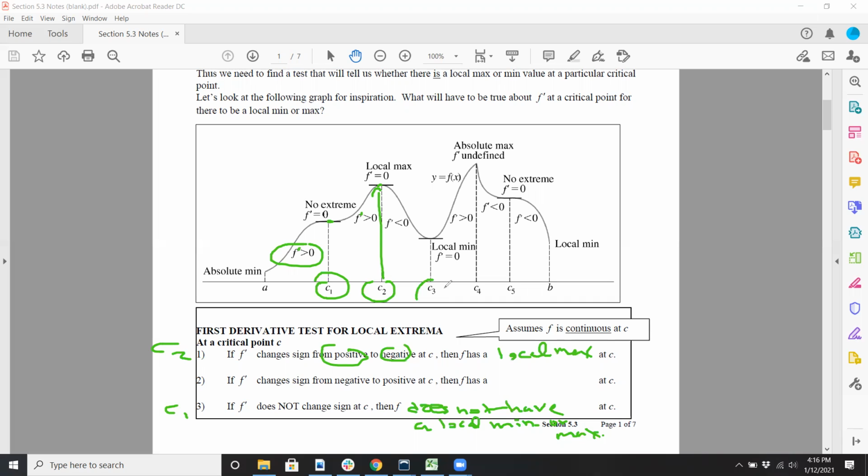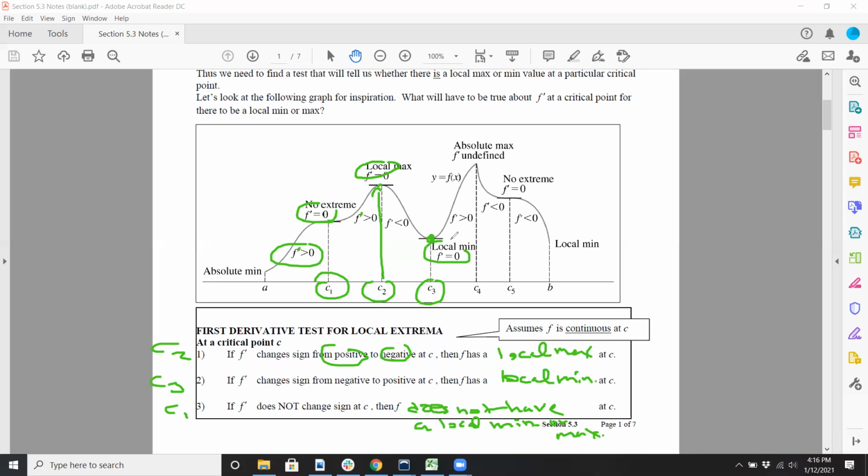Now at C3, what if my derivative was negative before I got to that critical point, and then positive afterwards? That's what we call a local min. And remember, critical points are x values where the derivative is 0 or does not exist. So the derivative is definitely 0 at C1, C2, C3. But you had to really investigate what was going on with the sign of f prime, whether it's positive or negative, both before and after you reach that critical point.